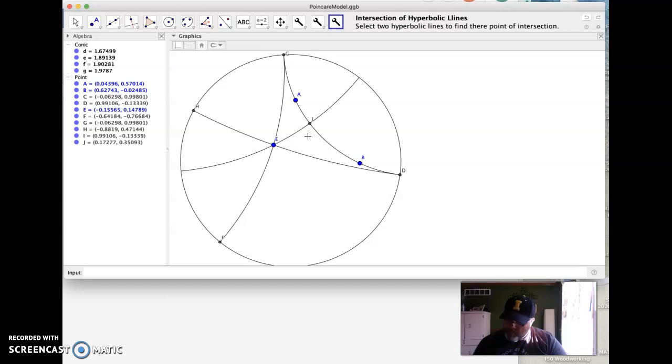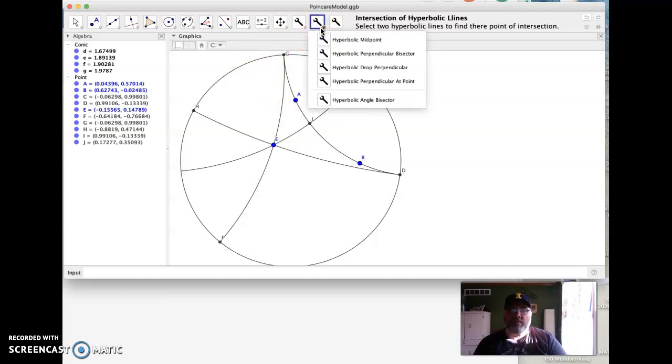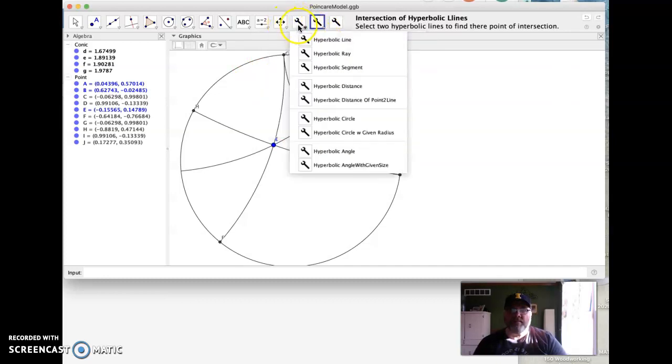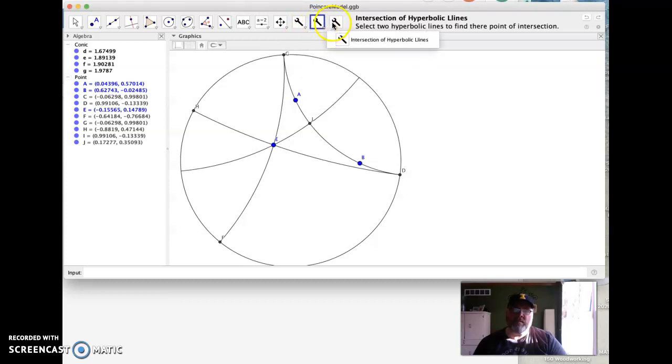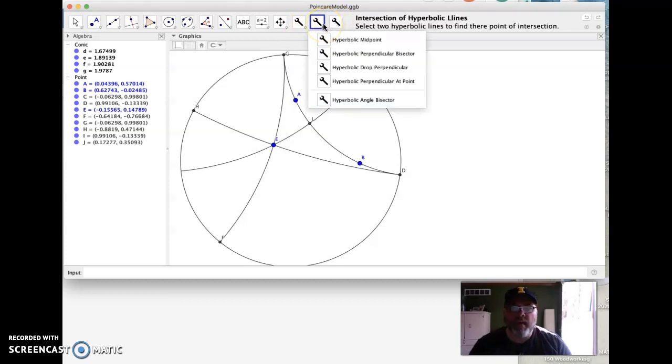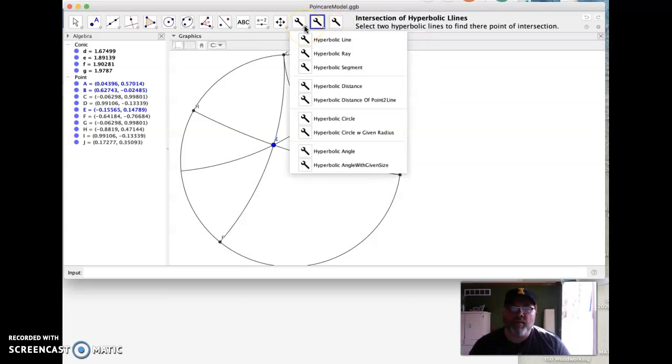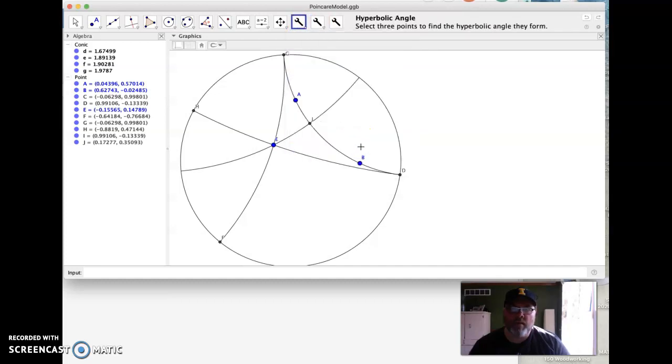And then I'm supposed to measure some angles. So let's measure some stinking angles. That doesn't work. Hyperbolic perpendicular, where is that? Hyperbolic angle bisector. Drop perpendicular, hyperbolic ray, distance. Select 3 points. That's what I want.